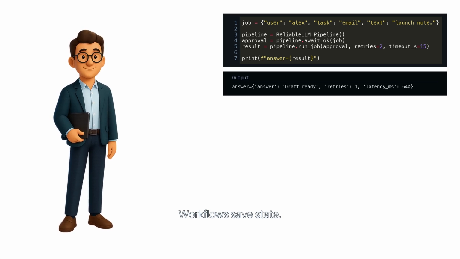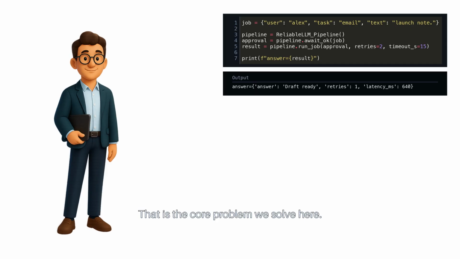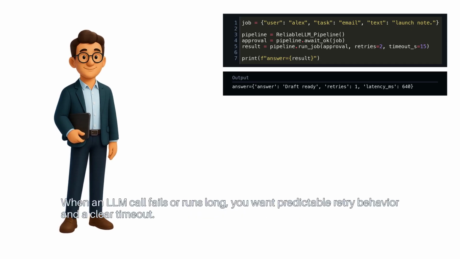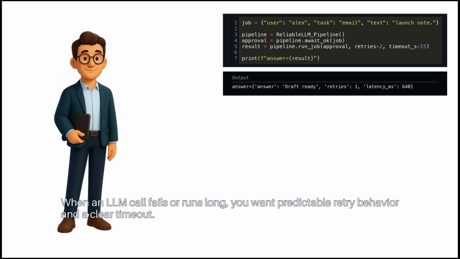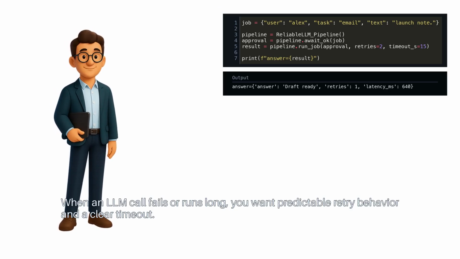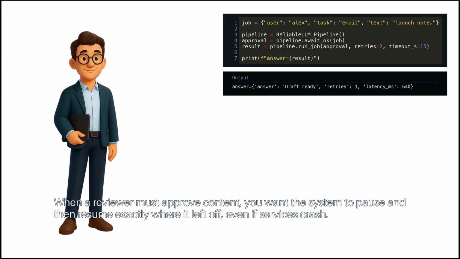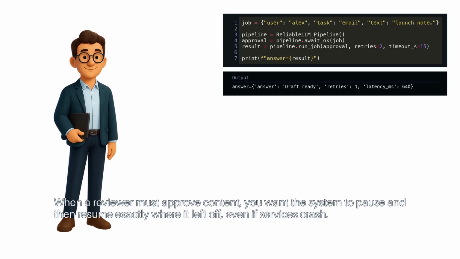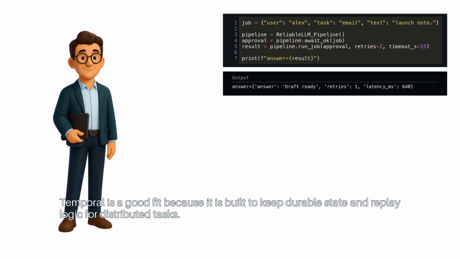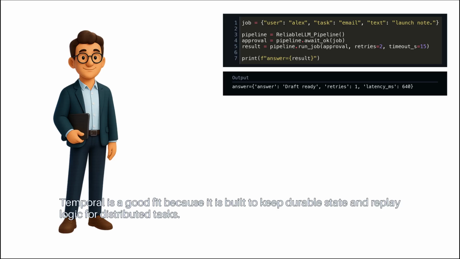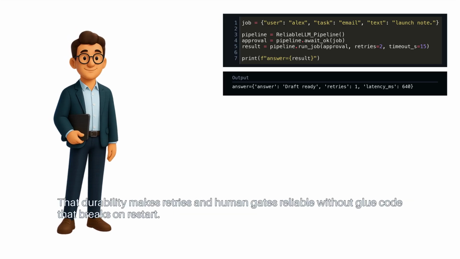Workflows save state. That is the core problem we solve here. When an LLM call fails or runs long, you want predictable retry behavior and a clear timeout. When a reviewer must approve content, you want the system to pause and then resume exactly where it left off, even if services crash. Temporal is a good fit because it is built to keep durable state and replay logic for distributed tasks. That durability makes retries and human gates reliable without glue code that breaks on restart.